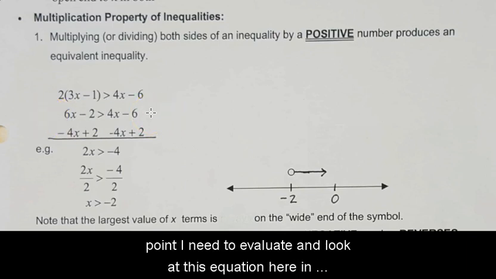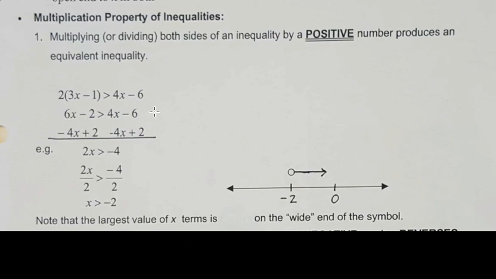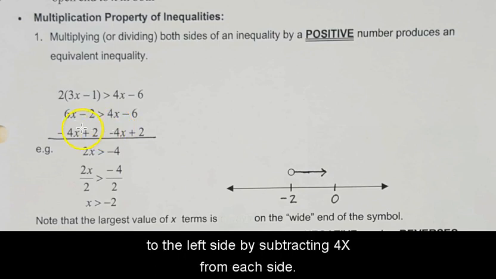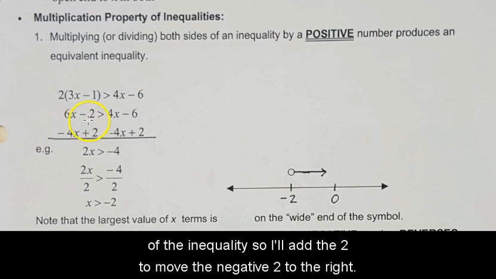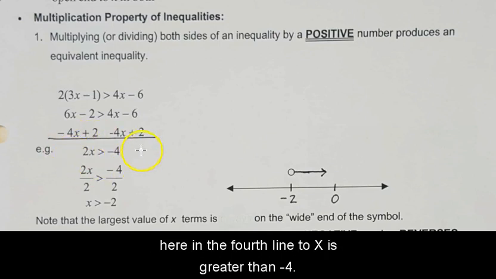At this point, I need to evaluate and look at this inequality here in the second line and decide which x term to move. Because 4x is smaller than 6x, I choose to move 4x to the left side by subtracting 4x from each side. That means the constants will end up on the right-hand side of the inequality, so I'll add the 2 to move the negative 2 to the right. When I combine like terms, I get the inequality you see here in the fourth line. 2x is greater than negative 4.